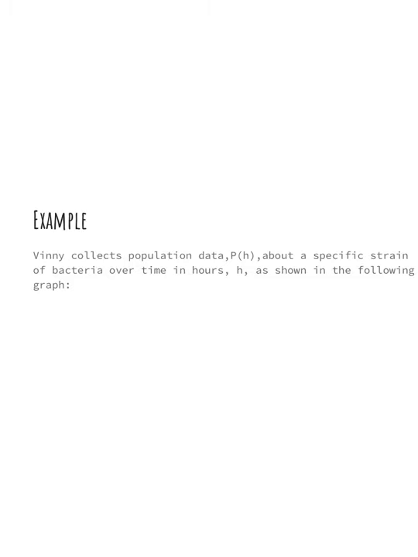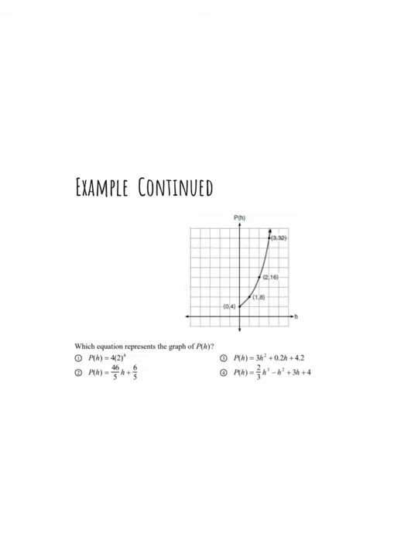Let's look at an example. Vinny collects population data P of H about a specific strain of bacteria over time in hours, as shown in the following graph. So the graph shows hours on the x-axis and P of H, which is the population of the strain of bacteria, on the y-axis. So I'm going to call H x and I'm going to call P of H y.